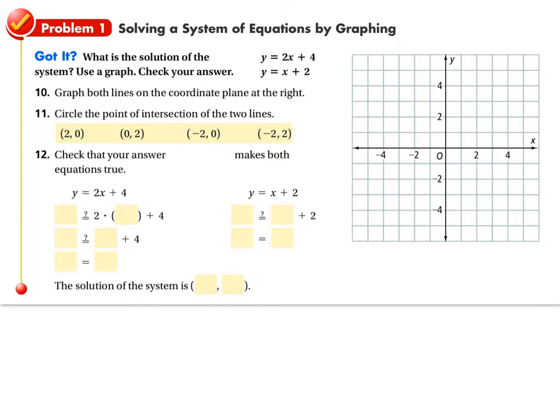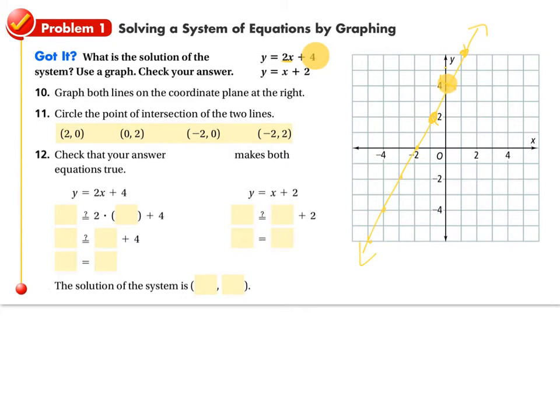Looking at this, you see that the first equation is already in slope-intercept form, and its y-intercept is 4. Now from 4, it has a slope of 2. So we're going to rise 2 and run 1. I can also do negative 2, negative 1. So this will be my line.